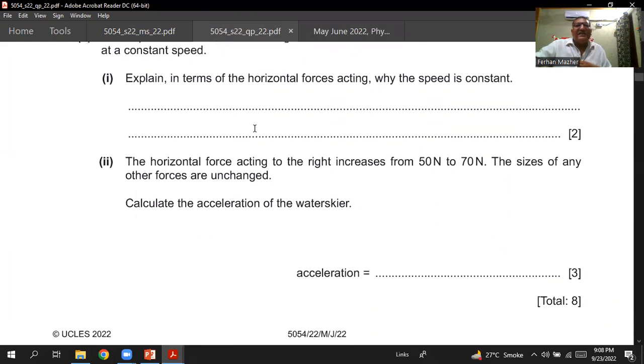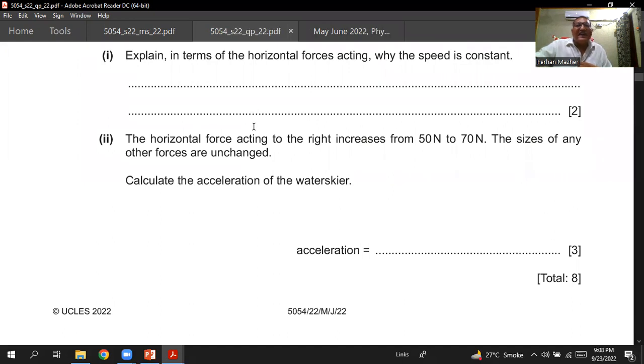Then they say the horizontal force acting to the right increases from 50 Newton to 70 Newton. The size of any other forces is unchanged. Calculate the acceleration of the water skier. Now you have changed the force acting to the right to 70, but the forces acting to the left are still 50. So the resultant force will be 70 minus 50, and that will be 20 Newton towards the right.